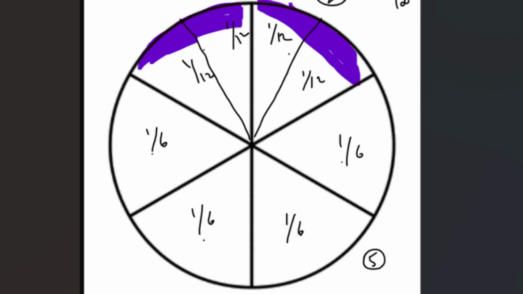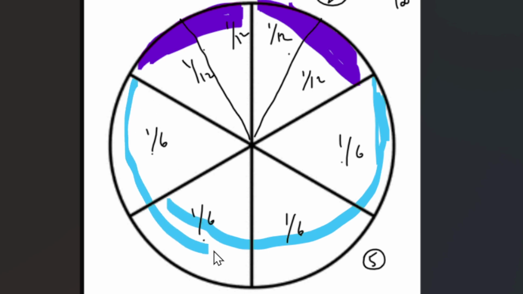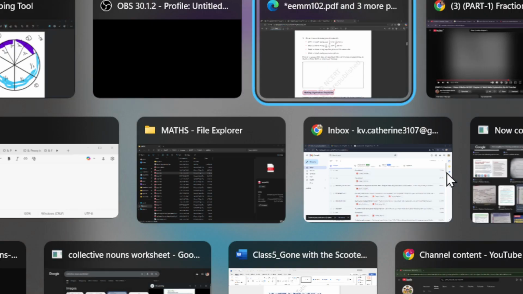Okay, and 1 by 6 part you can shade in a different blue, this one. These are like 1 by 6 part. Okay, now how many 1 by 12 parts we got? We got 4 1 by 12 parts and 4 1 by 6 parts. So we'll go into this lesson.